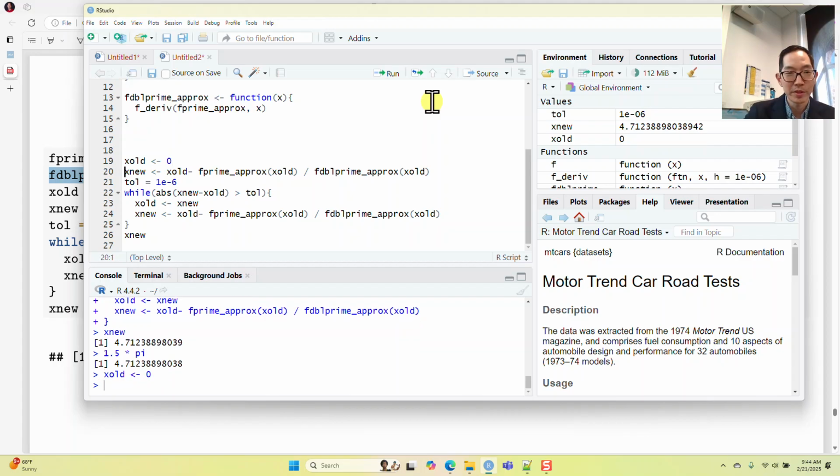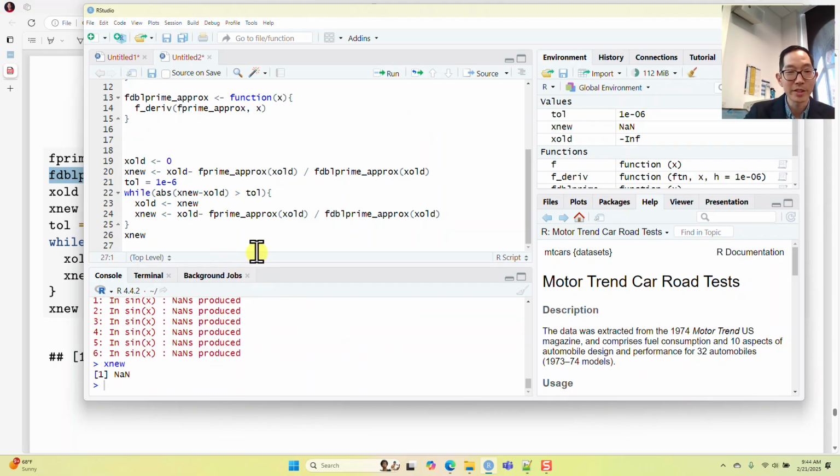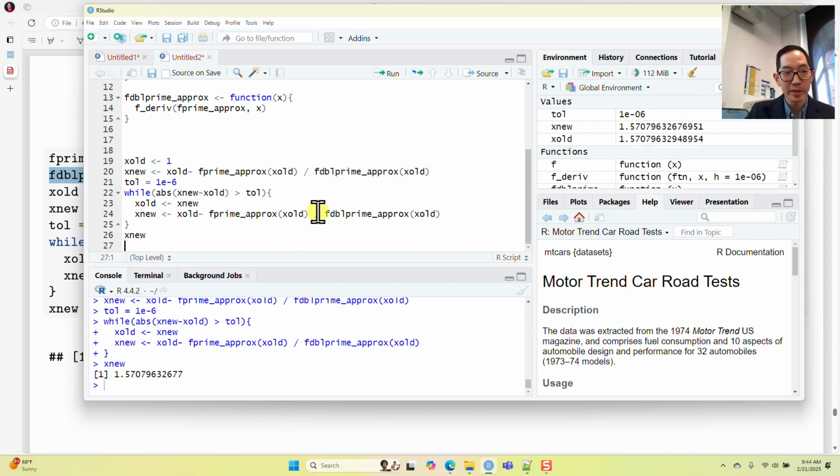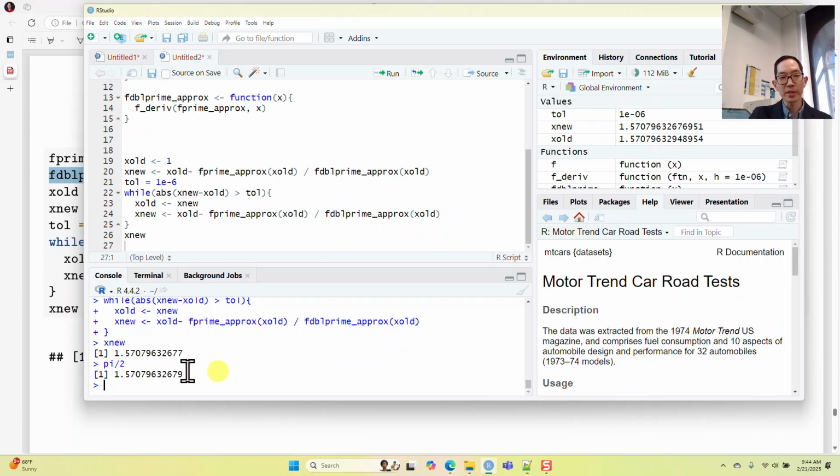If I put in 0, oh, it didn't like that. Okay, because 0 is at the inflection point for sine of x, so that's not going to work. But if I do, I don't know, let's do 1, okay? So that gives me pi over 2, something approximately equal, things like that, okay? So that's that.